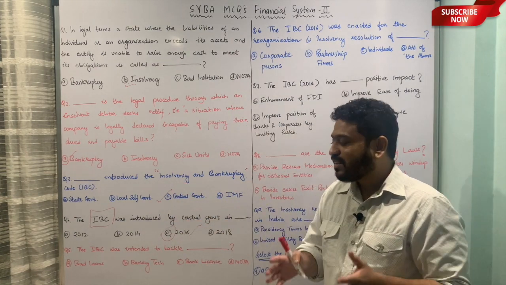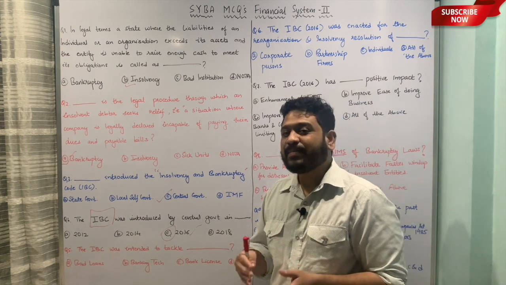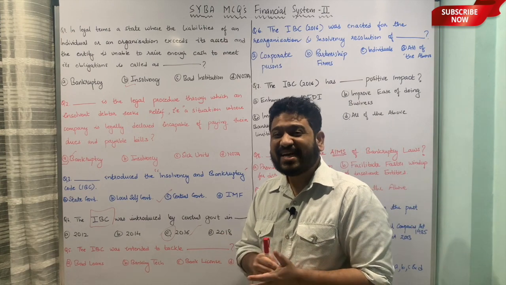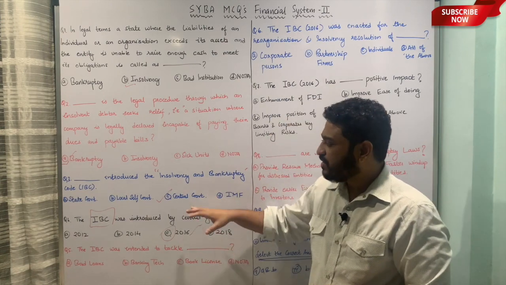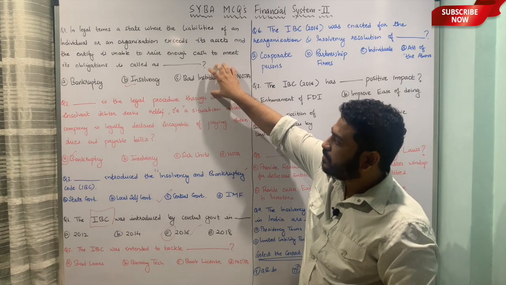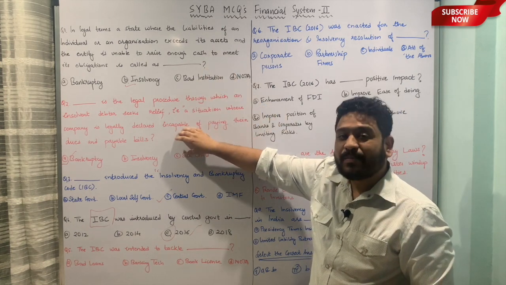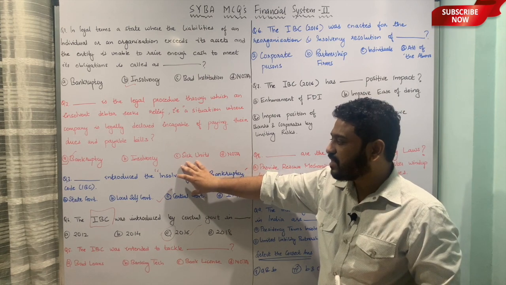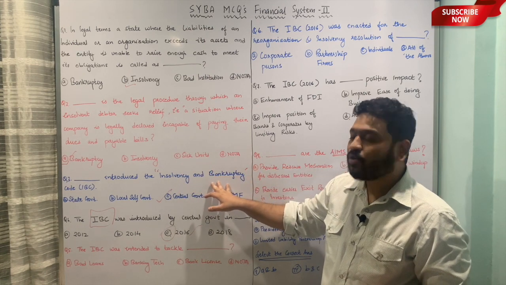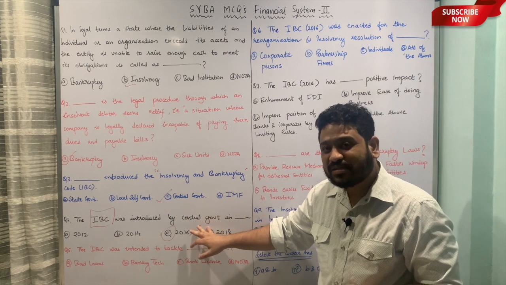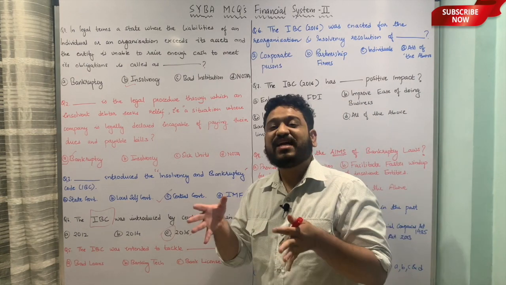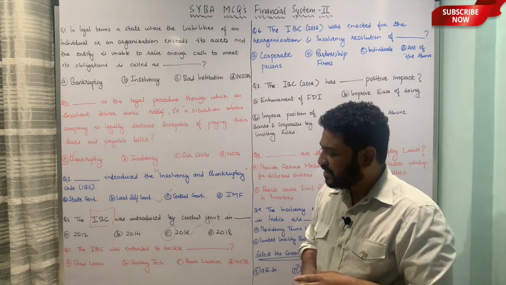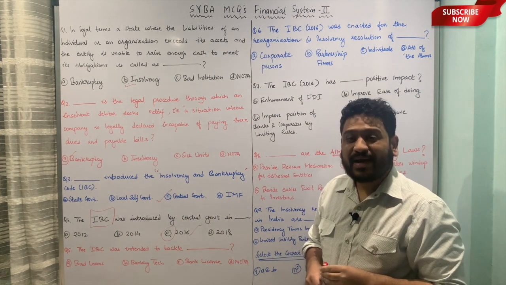The next one is, the IBC, or the Insolvency and Bankruptcy Code, was intended to tackle what? Because we have seen what the term insolvency means and what the term bankruptcy means. There is a bill which was introduced by the central government known as the Insolvency and Bankruptcy Code Bill. It was introduced in the year 2016. Now, what was the intention of the IBC, that is the Insolvency and Bankruptcy Code?